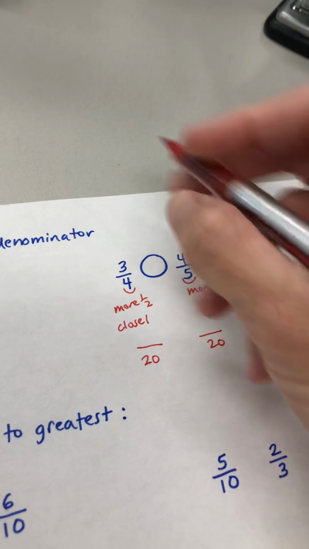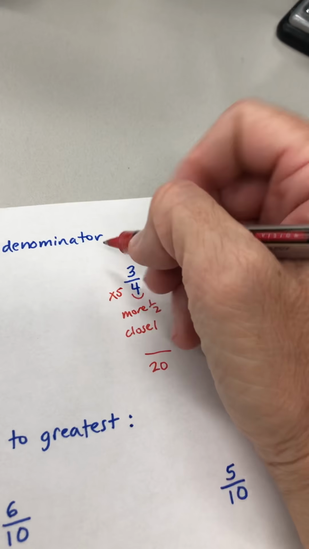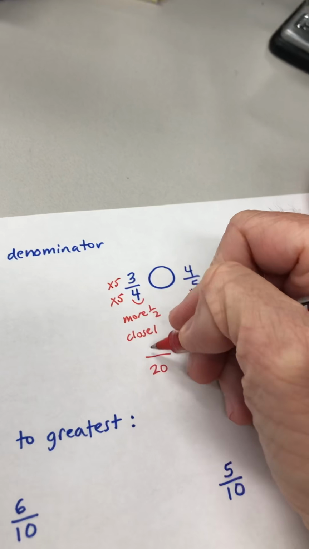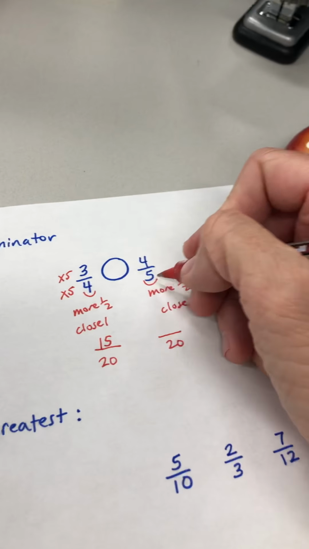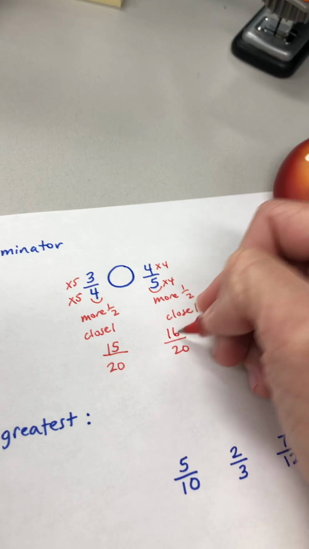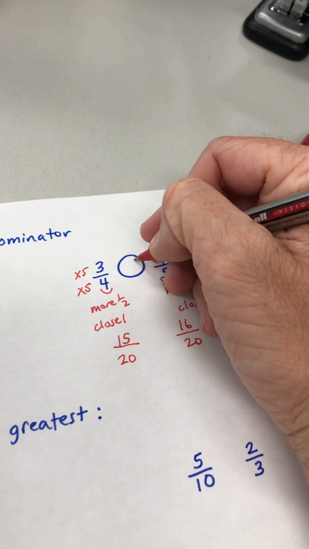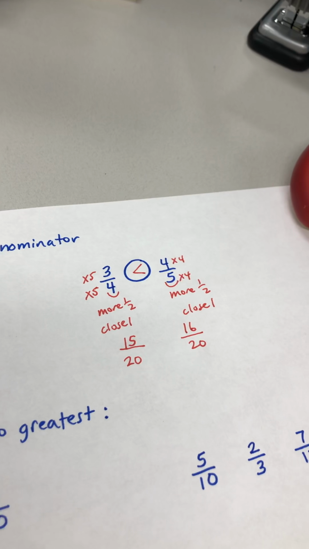20ths. 4 becomes 20 by a factor of multiplying by 5. So 3 times 5 is 15. And 5 becomes 20 by a factor of 4. 4 times 4 is 16. So again, two very close fractions. 16 20ths bigger than 15 20ths, so 4/5 is bigger than 3/4.